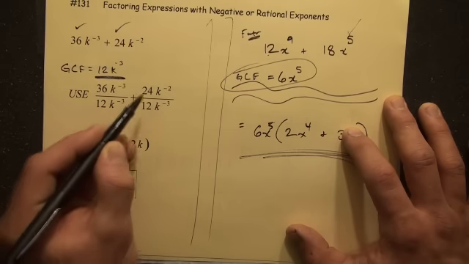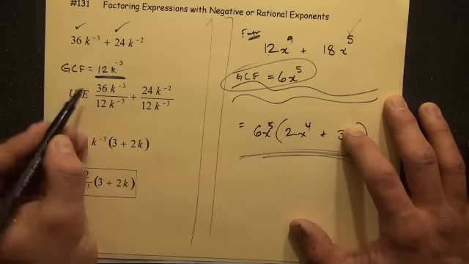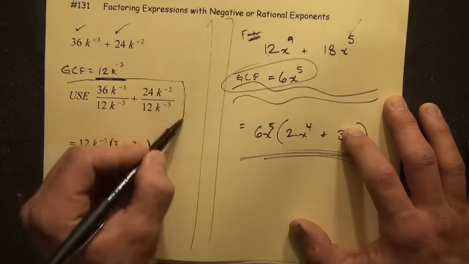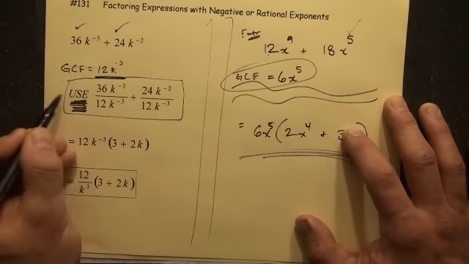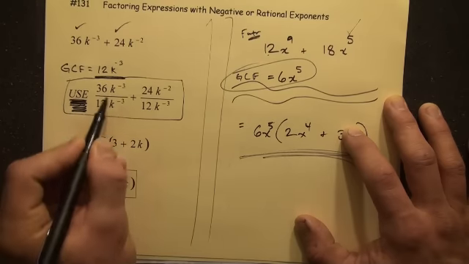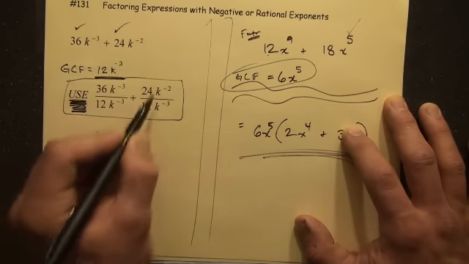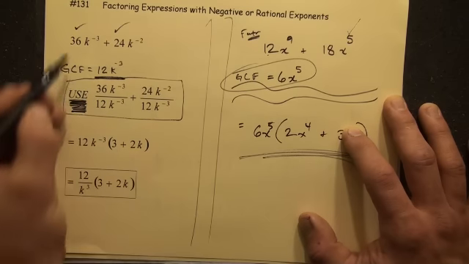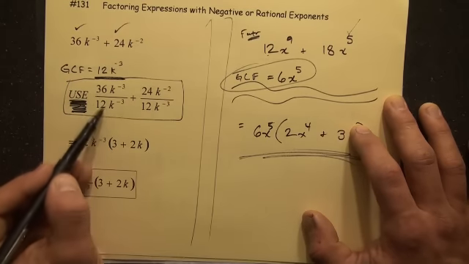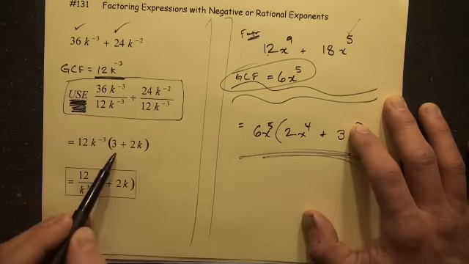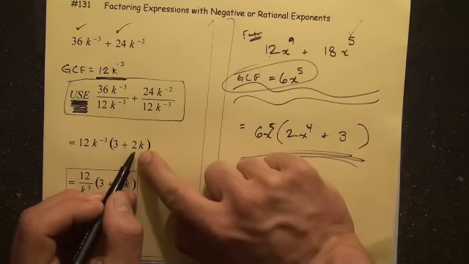36 over 12 is 3. 24 over 12 is obviously 2. Now, remember what a factor is. It's a number that can divide in. So we're not going to put an equal sign in front of here. We're going to use this division problem here. We're going to divide the 12k to the negative 3 into each term. That gives you a 3. The k's just cancel to a 1, so it's 3. This gives you 2. Now, why is this 2k?